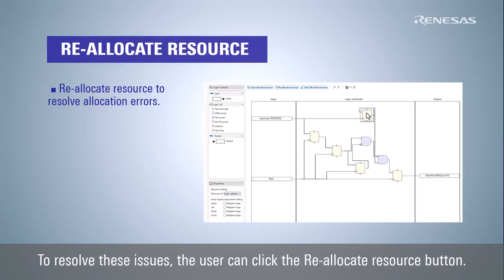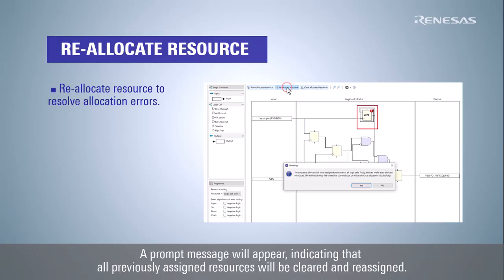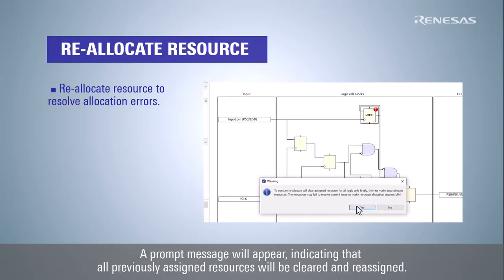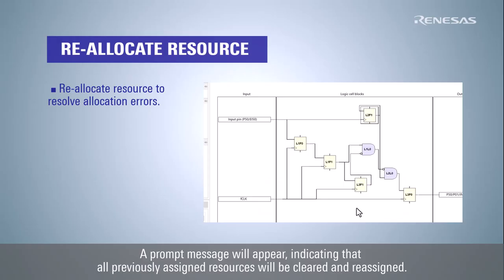In the logic cell block, errors will be detected in the resource allocation. To resolve these issues, the user can click the Reallocate Resource button. A prompt message will appear, indicating that all previously assigned resources will be cleared and reassigned. Please confirm the action in the dialog box by selecting Yes. In this example, after proceeding with reallocation, all resources were successfully assigned.